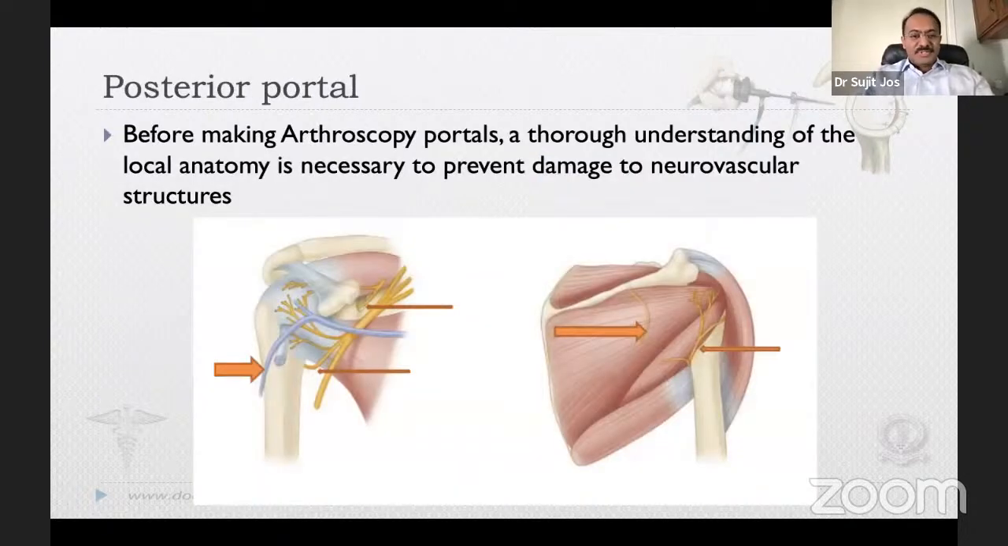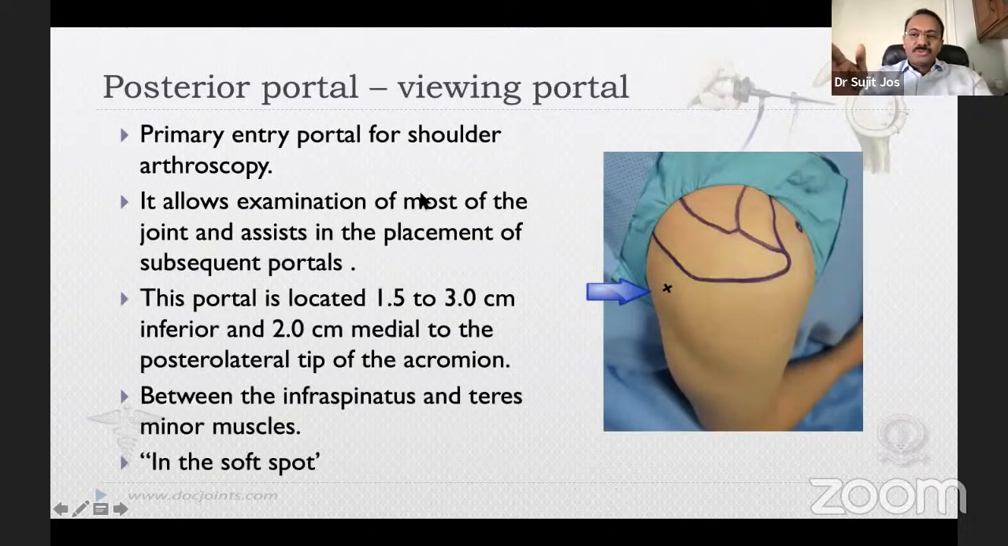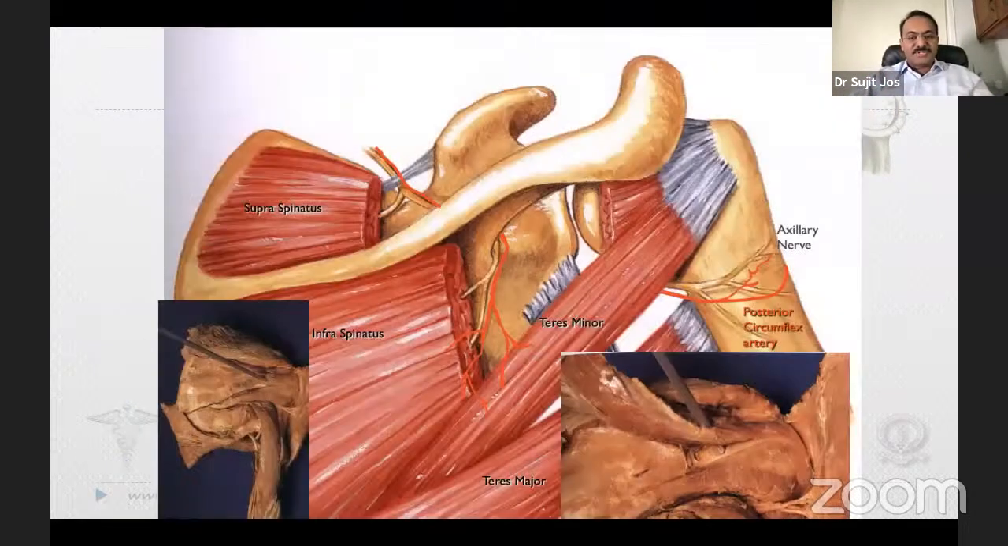The posterior portal, the first portal which has to be made, is the posterior portal. That's usually made about 2 or 3 centimeters inferior and 2 centimeters medial to the posterolateral tip of the acromion, between the infraspinatus and teres minor, where the instruments go in the soft spot. Basically, you have to feel the head, push it out with your hand, and make the portal there. That makes it very easy and direct towards the coracoid when you start. So that's where the posterior portal lies.